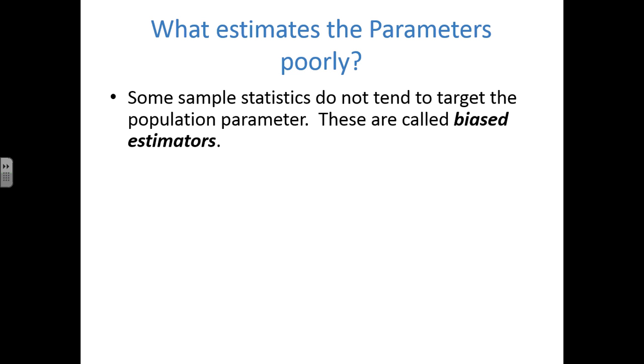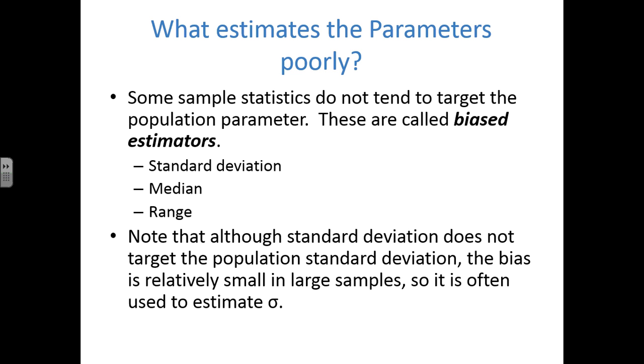Well, if they estimate the parameter poorly, then they're known as biased estimators. Standard deviation is a biased estimator, so is the median, and so is the range. But as long as the sample size is large enough, then the sample standard deviations are close enough to the population standard deviation that we can use it as a good estimate, as long as our samples are large enough.